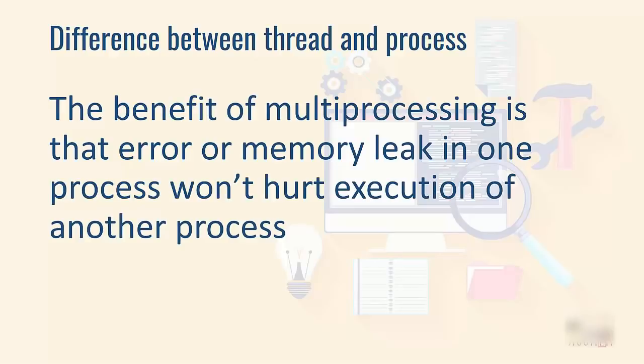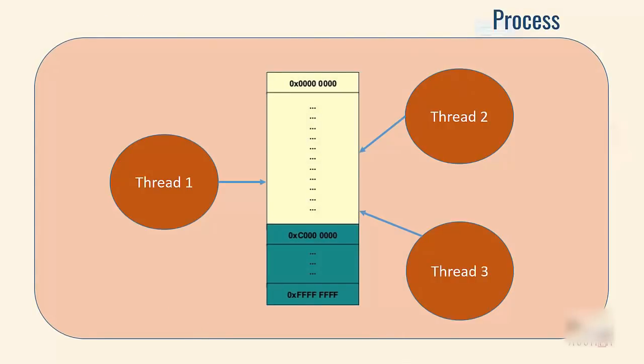Versus if you have that problem in one thread, then since it is running under the same process, as you see in the diagram, if this thread has a memory leak, it can potentially impact the entire process, and it can have harmful effects on these threads in the parent process.